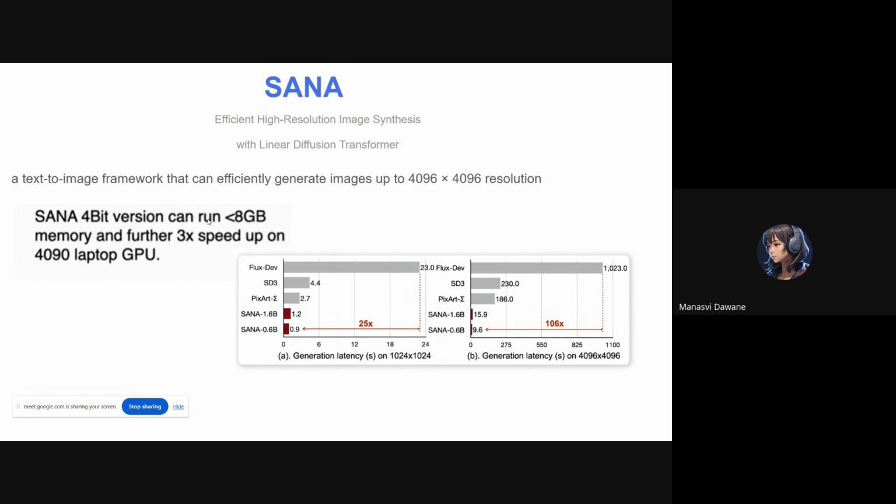Sana is a text-to-image framework that can effectively generate images up to 4096 by 4096 resolution. It can be run on a local GPU, and this is the comparison of Sana with other big models like FluxDev and SD3. Even though Sana is 1.6B to 0.6B, it performs very well compared to FluxDev and SD3. FluxDev has 12 billion parameters.